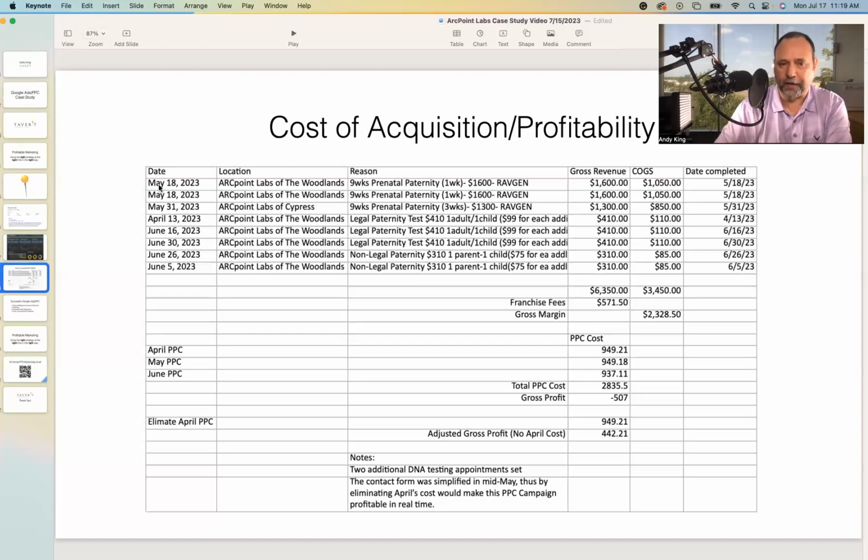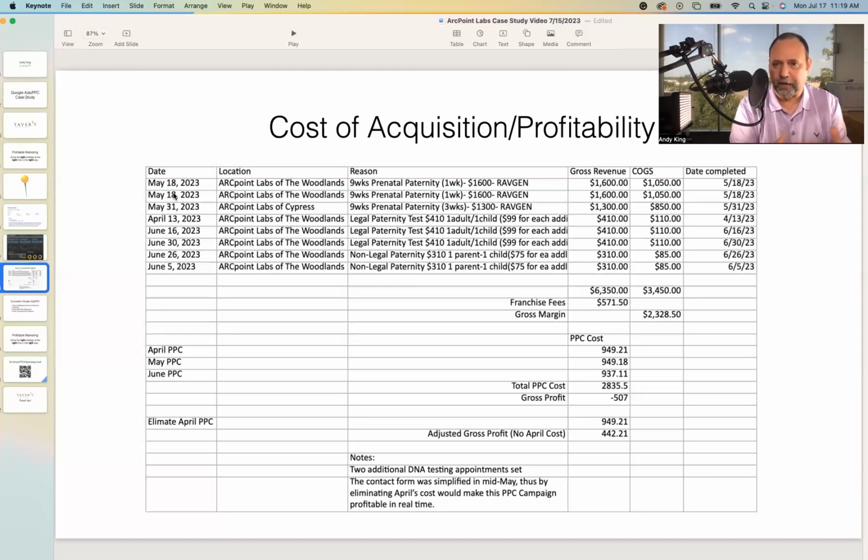And now you see that there actually were 3 sales that took place in May and then 4 in the month of June. So if we go ahead and eliminate April, the reason we eliminate it is because it wasn't until May that we made that adjustment.